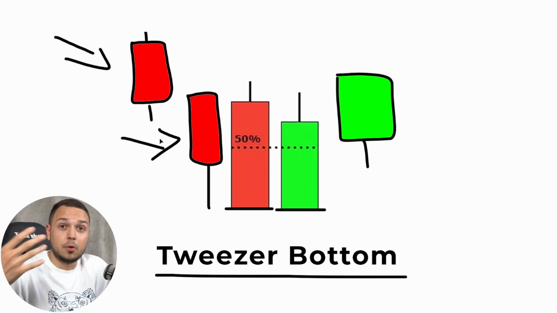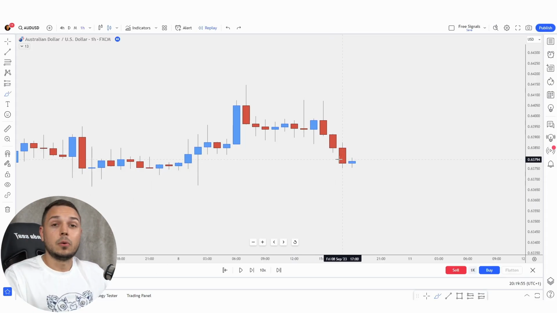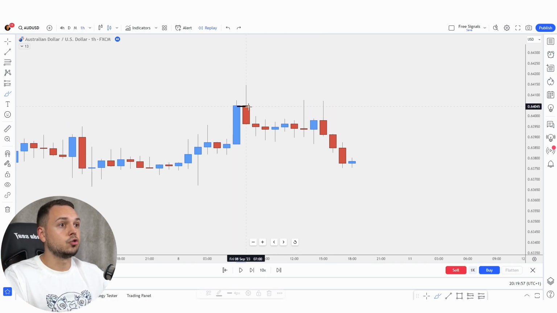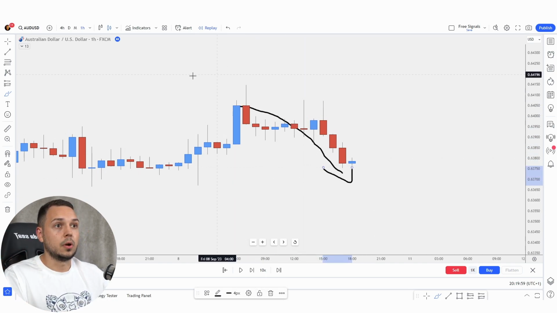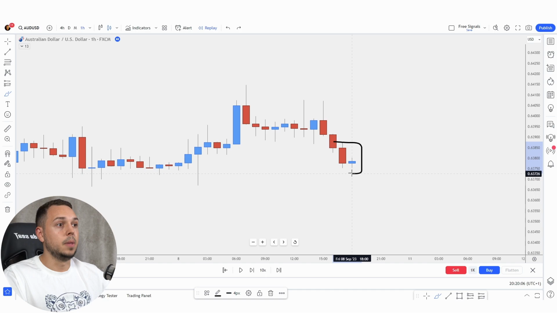Okay, going back to TradingView, let's identify the tweezer bottom. So again, to identify, what do we need? The trend has been bearish, right? The slight trend over here went towards the downside. We spotted a nice bearish candlestick and a nice blue candlestick over here.